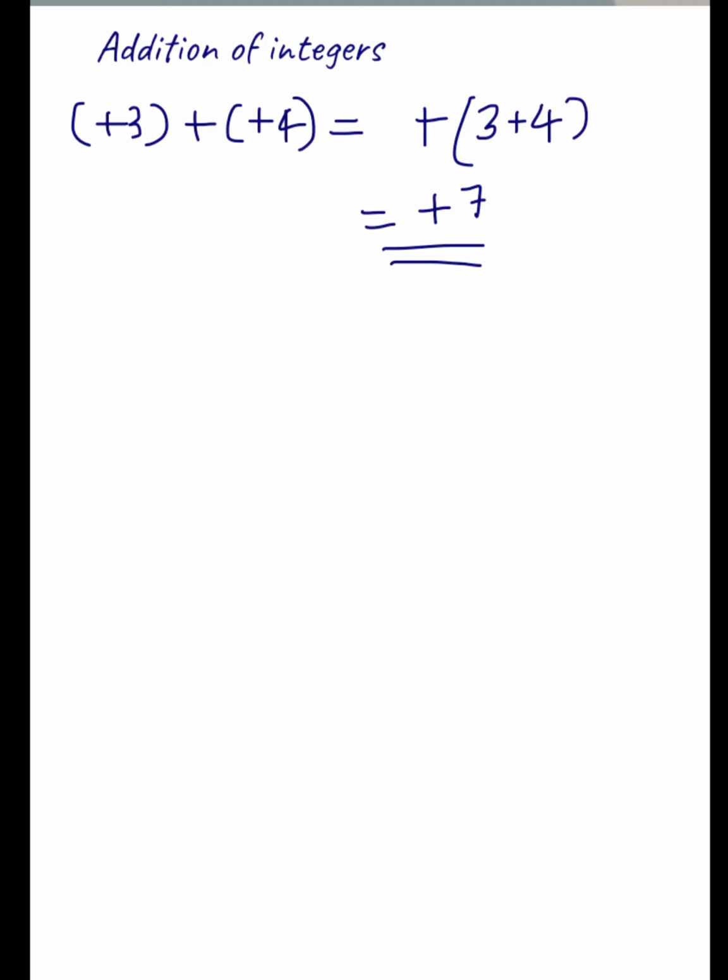So instead of taking plus 3, let's take minus 3. Okay, minus 3 plus minus 4. In the first case it was one positive integer and another positive integer, but in this case you are adding two negative integers. Then what do you have to do? In this case also you have to just add the numbers without considering the sign. That is, you have to neglect this negative sign and just add the numbers. That is 3 plus 4.